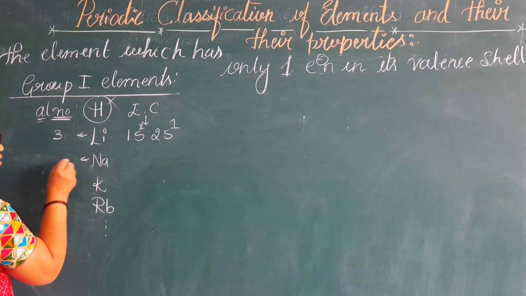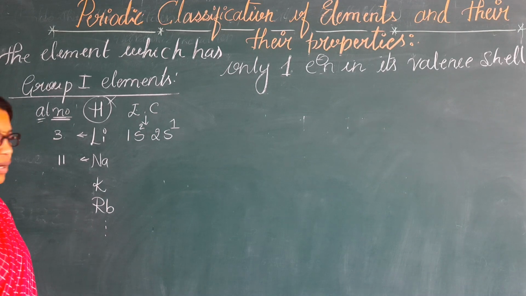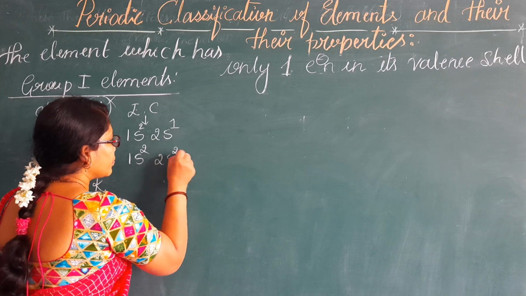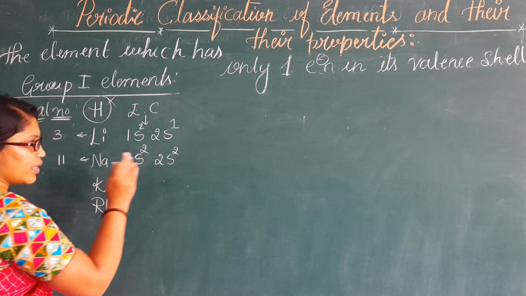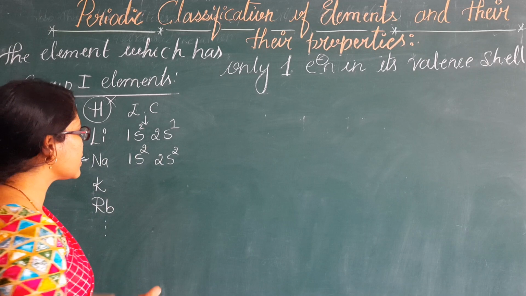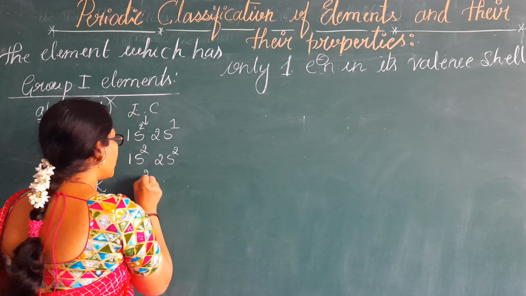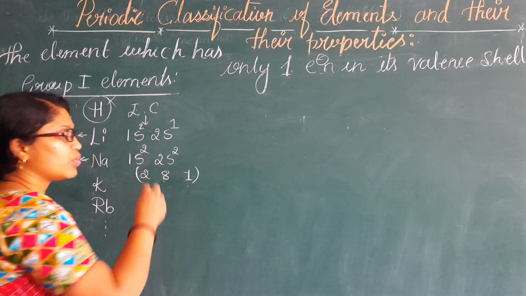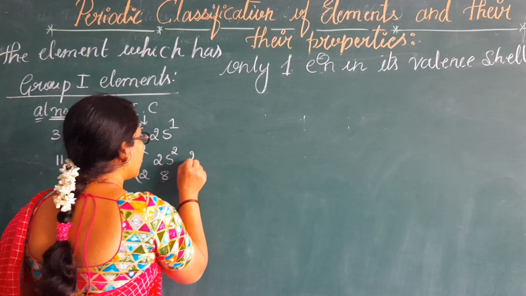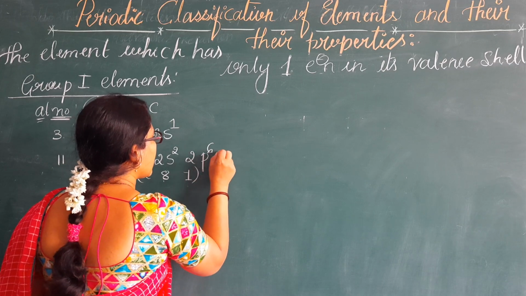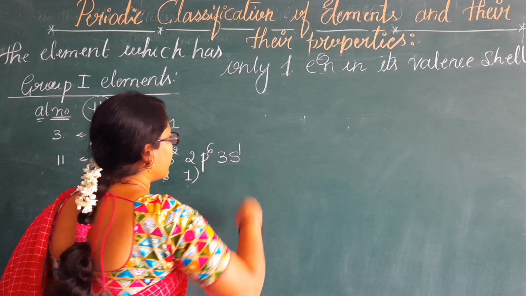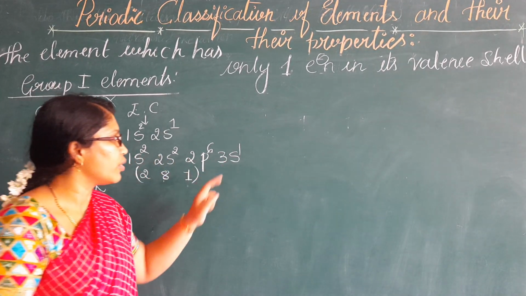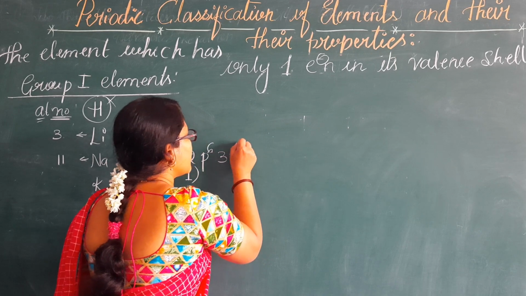Similarly, sodium has atomic number 11. I would write 1s2, 2s2, 2p6, and we will have 3s1. 1s2 is completed, 2s2 is completed, and 2p6. So in total that is 10 electrons, and 1 electron is left in the s subshell.